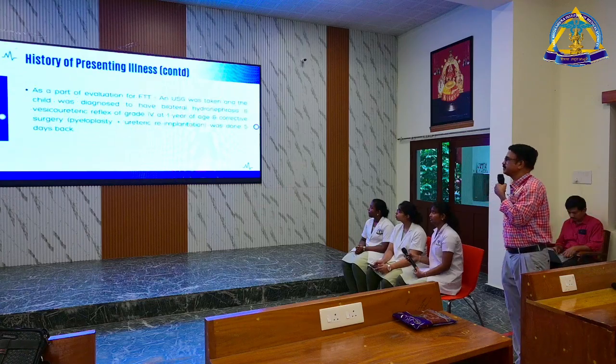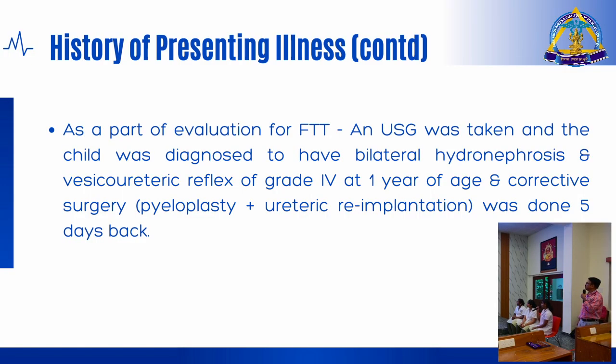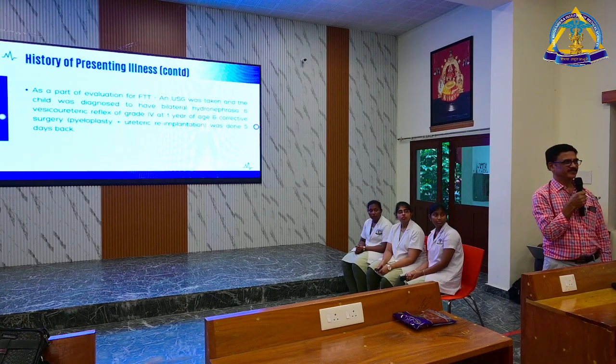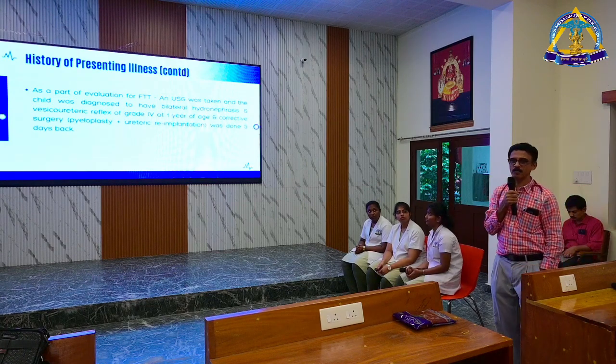Okay, then. As a part of evaluation for failure to thrive, a USG was taken and the child was diagnosed to have bilateral hydronephrosis and vesicoureteric reflux of grade 4 at 1 year of age, and corrective surgery, pyeloplasty and ureteric reimplantation, was done 5 days back. So now you got another thing. This child has another congenital problem.